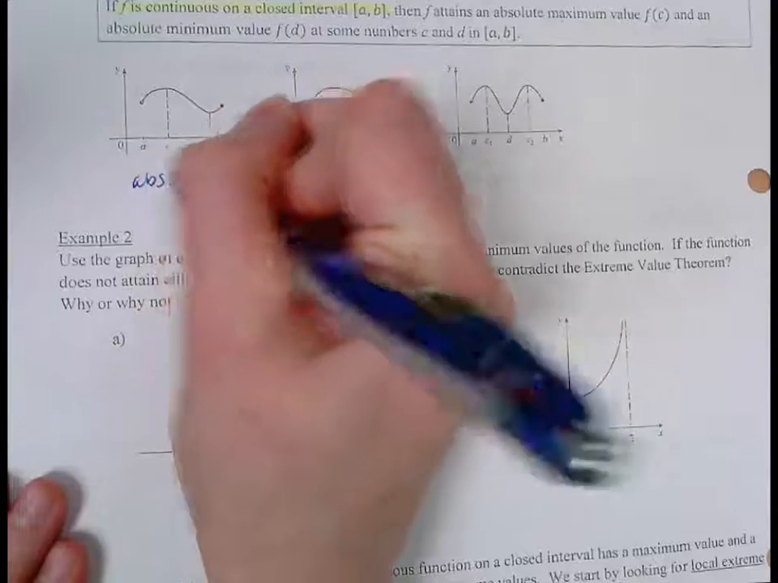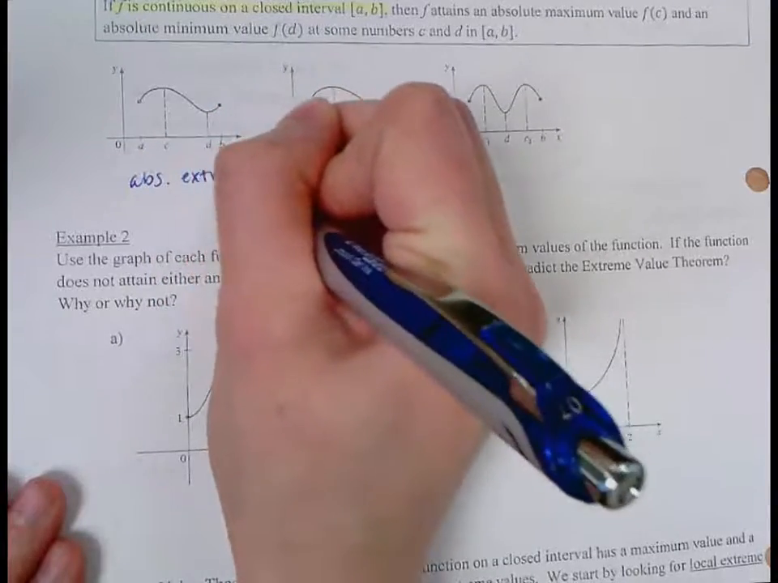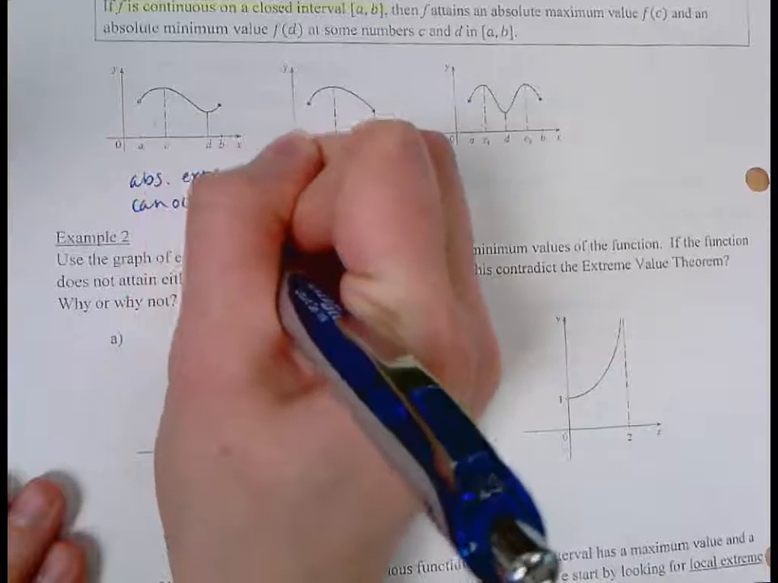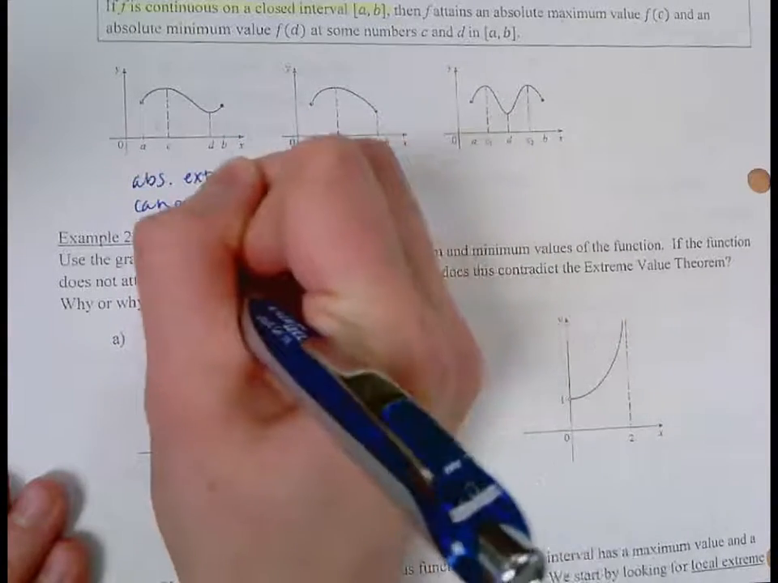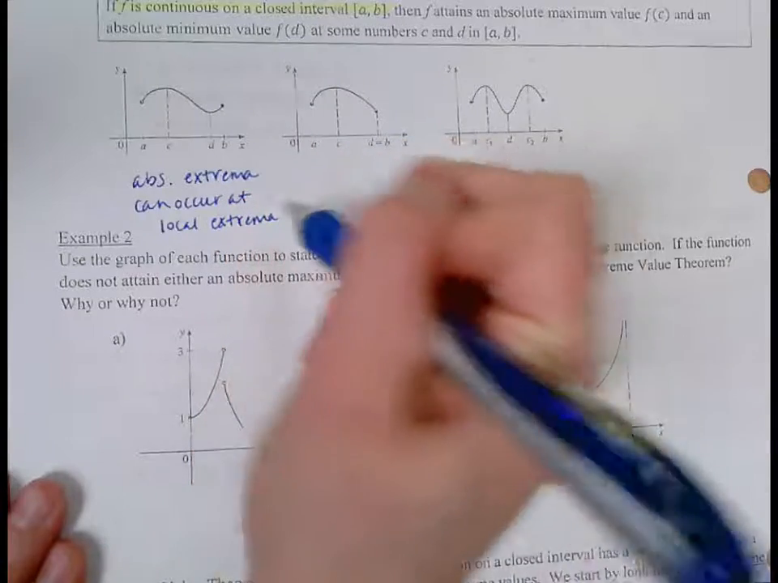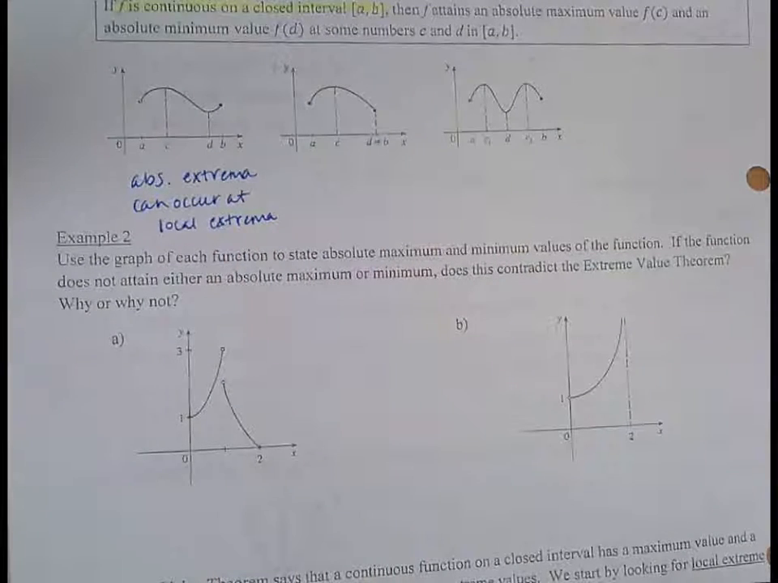Local maxes and mins. So absolute extrema can occur at local extrema. So we're kind of working towards how would we be able to find absolute maxes and mins without actually looking at a graph. So here this is saying if we could find the local maxes and mins, then those could possibly be the absolute maxes and mins.